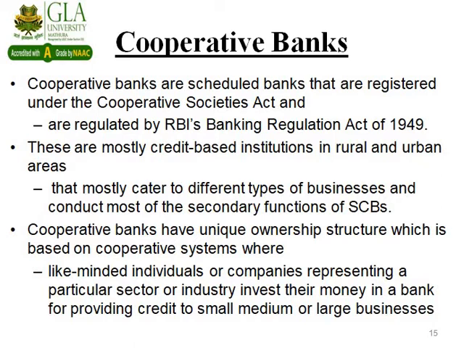So they have a unique ownership structure which is based on the cooperative system, where like-minded individuals, like-minded entities or companies representing a particular sector or a particular industry invest their money in a bank for providing credit to small, medium or large businesses. But if we talk about the commercial banks, they have a different organizational structure based on the ownership structure, that is public, private and foreign, and other parts also like regional rural banks where the state government, central government and the sponsor bank have their stakes or shares invested in them.